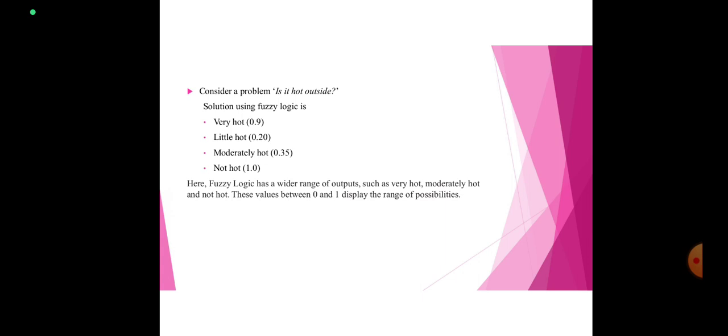The values here range from 0 to 1. If Boolean logic were utilized for finding the solution, we would only have two values, 0 and 1. That is, it is hot or not hot. But while using fuzzy logic, we have a wider range of output. It is one of the best features of fuzzy logic.